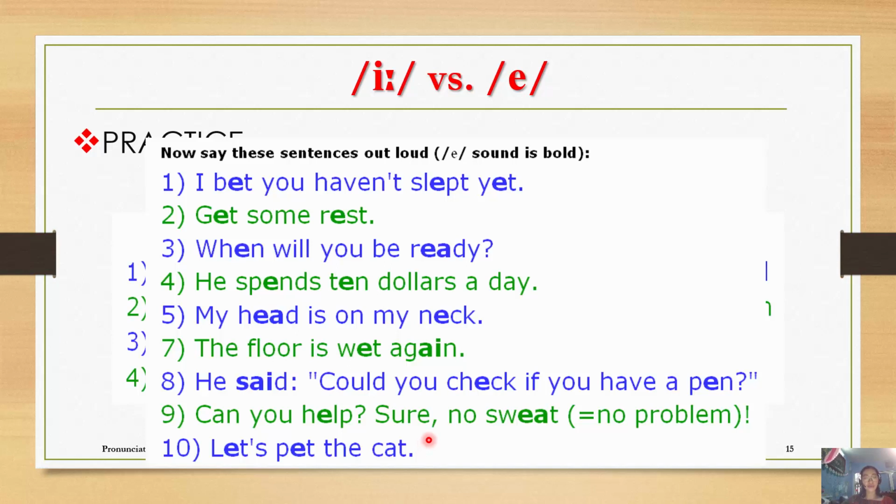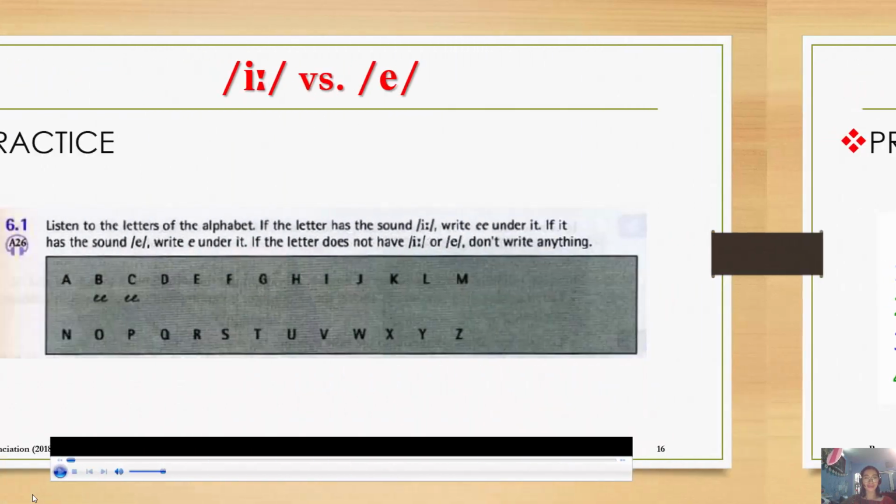Now you try. Listen carefully and repeat with me. 1. I bet you haven't slept yet. 2. Get some rest. 3. When will you be ready? 4. He spends $10 a day. 5. My hat is on my neck. 6. The floor is wet again. 8. He said, "Could you check if you have a pen?" 9. Can you help? Sure. No sweat. 10. Let's pet the cat. Very good. Can we go on?